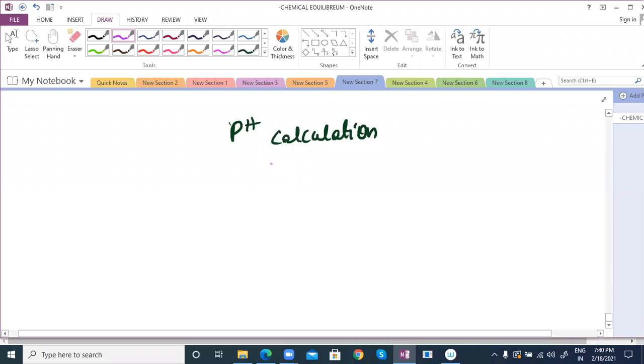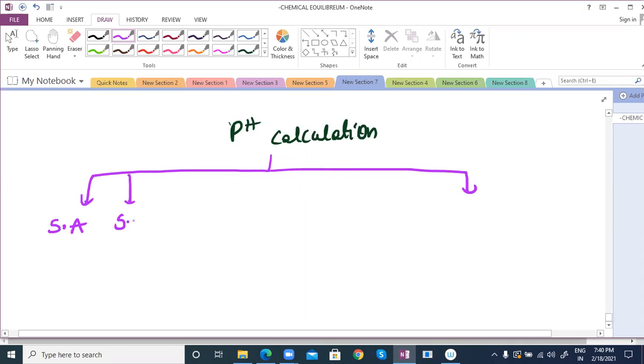pH calculations. In ionic equilibrium, mostly our target is pH calculation. So different types of solutions are there, but they're all pH calculations. You can see here one by one: pH calculation of strong acid, pH calculation of strong base, pH calculation of strong acid plus strong base, or pH calculation of strong acid plus strong acid mixture, and pH calculation of strong base plus strong base.